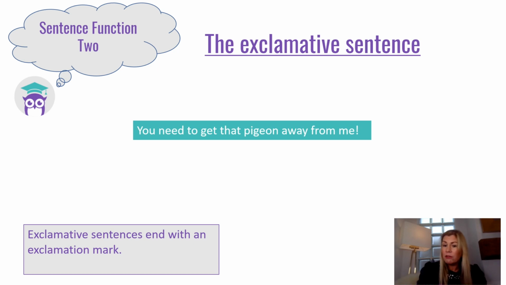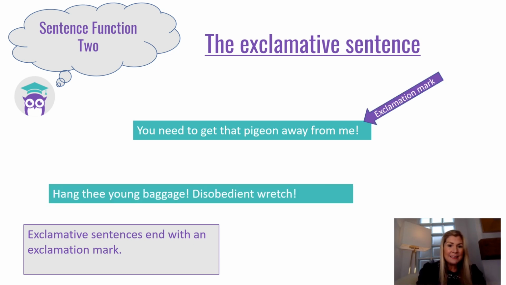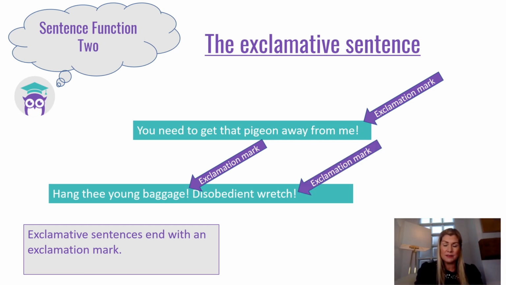In something more literary, let's look at this from Romeo and Juliet. "Hang thee, young baggage, disobedient wretch!" You might remember this moment if you've studied it, the moment that Juliet's father learns that she does not want to marry his friend Paris. And this is a really horrible, violent, scary scene. And here we can see the passion and the anger and the rage. And that is delivered because he's exclaiming, he's shouting. That's what the exclamation marks tell us.